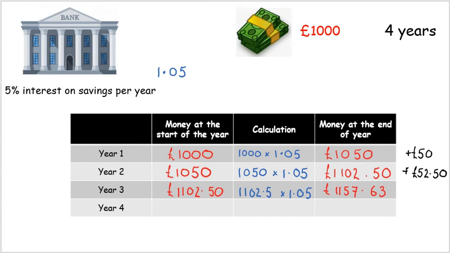Now, interestingly, this time, let's figure out how much we added on to our previous amount. What did that 5% increase represent this time? The way we can do that is just subtract: 1,157.63, subtract 1,102 from that.